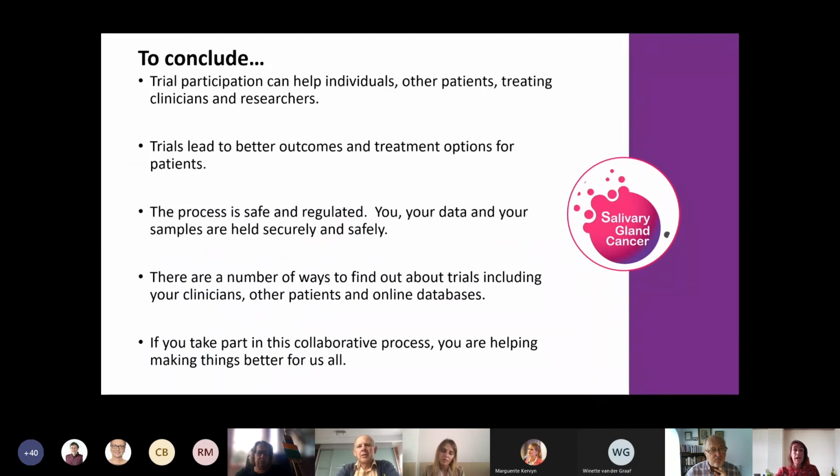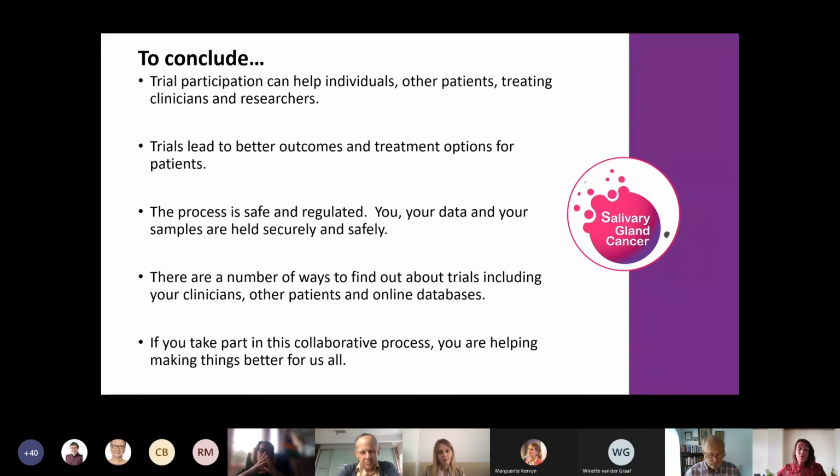And then finally, my last slide, to bring all of that together. So my key message is that we can really help clinicians and researchers as patients by working with them. If we take part in trials, we can help ourselves, we can help others, and we help our treating clinicians and researchers.